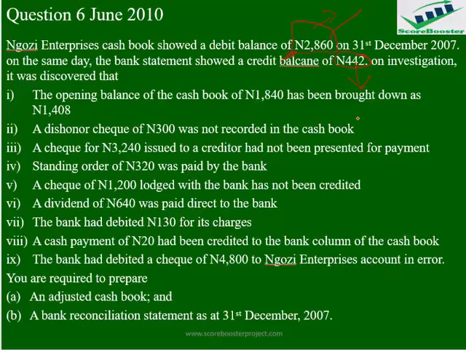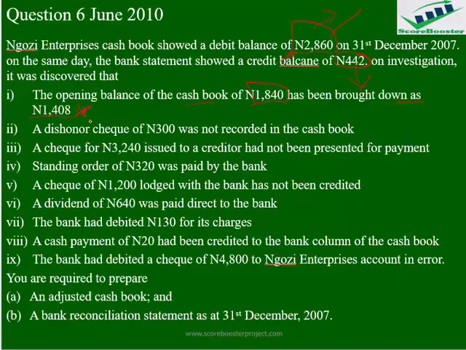Are we okay? So the first item we are told is that the examiner gave us, we discover after investigation, you discover the following: that the opening balance of the cash book, that is when you are bringing your balance from last month into this month, of 1,840 was wrongly brought down as 1,480. We call this one an error of what? Transposition error. 1,840, you write it 1,480.